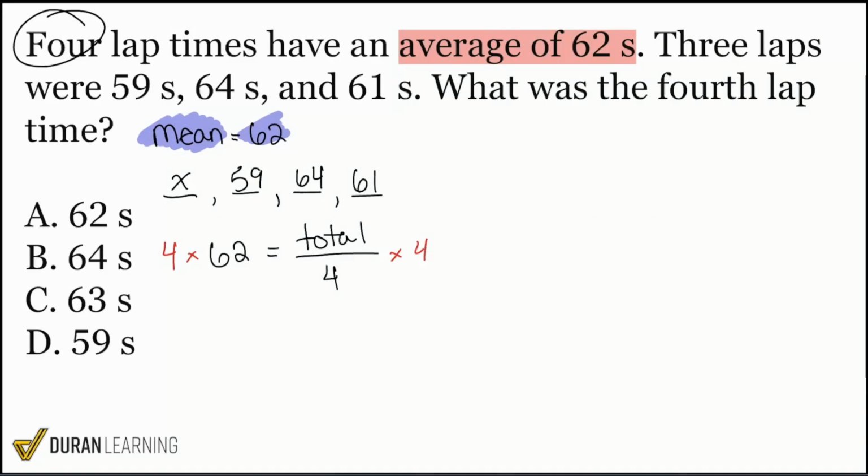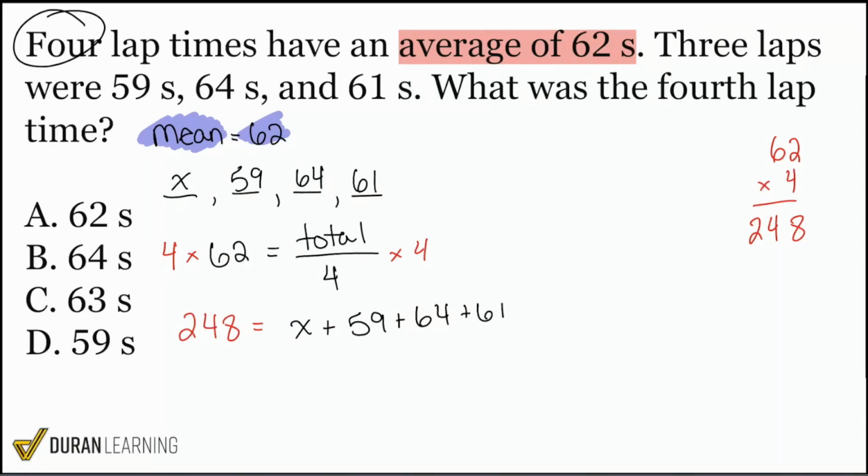And once we do that, we have 62 multiplied by 4. And that's going to be 8 right there. And then 6 times 4 is 24. So we have 248 equals the total. And just remember, everybody, the total is going to be all of these values added together. So that'll be x plus 59 plus 64 plus 61.